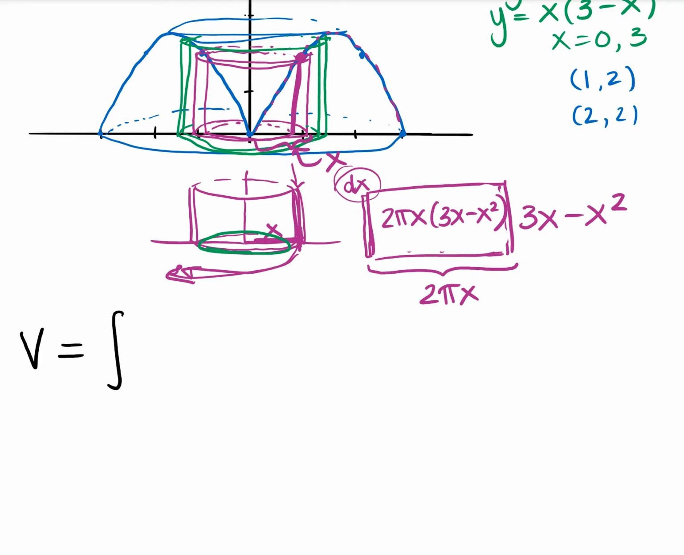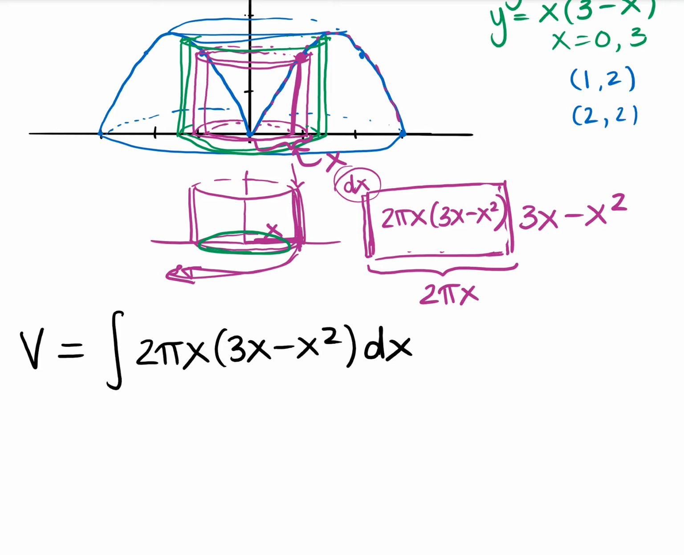Okay, so I'm not going to put my bounds quite yet, but what I'm going to do is add up an infinite number of these shells. So the only way we can add up an infinite number of things is with calculus. So I have the dx there. This right here is the volume of one of those shells at x. So remember, this x right here represents where we're taking those shells.